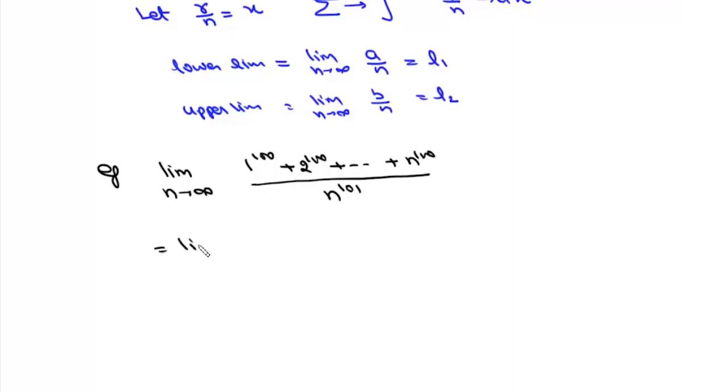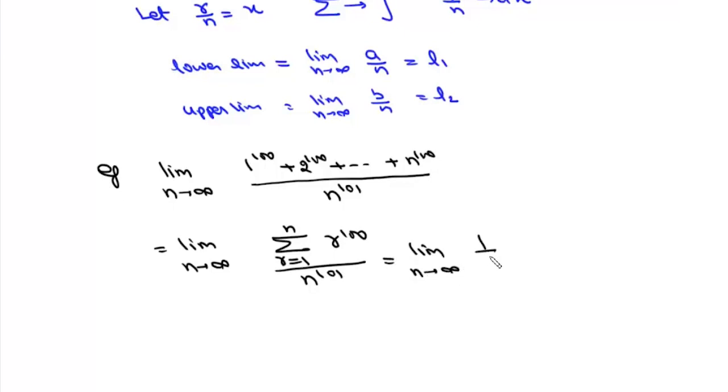Now we can write this as the limit as n tends to infinity of the summation, r varies from 1 to n, r to the power 100 upon n to the power 101. Now we can express this as the limit as n tends to infinity of 1 by n, and then the summation r varies from 1 to n, of r to the power 100 upon n to the power 100, which is (r by n) to the power 100.